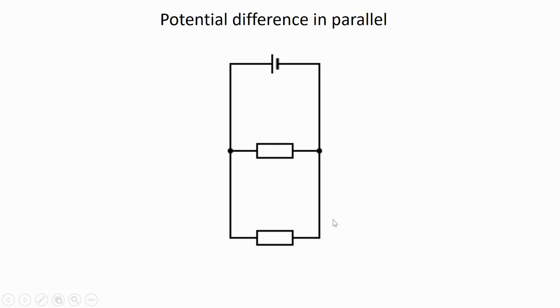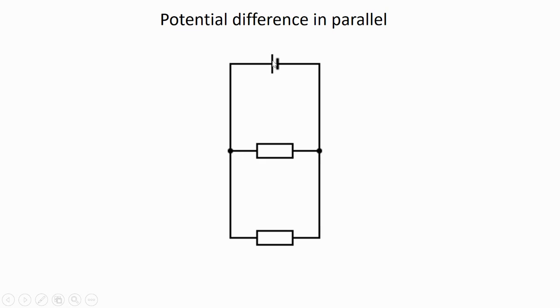So again, imagine you're an electron on your day out. What's going to happen? You start in the battery and you pick up some energy. Maybe you pick up 6 volts of energy. When you come to the split, you have a choice. You can either go in the top branch or you can go in the bottom branch. But it doesn't matter which branch you go down, you still have the same amount of energy.